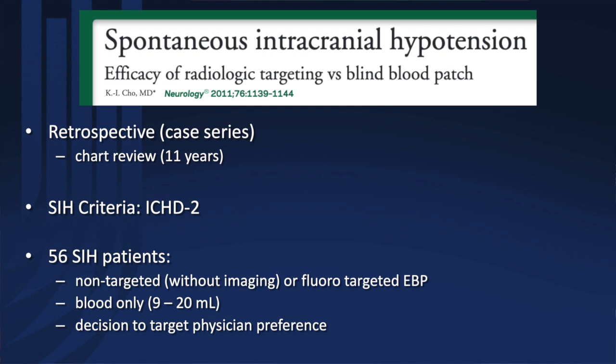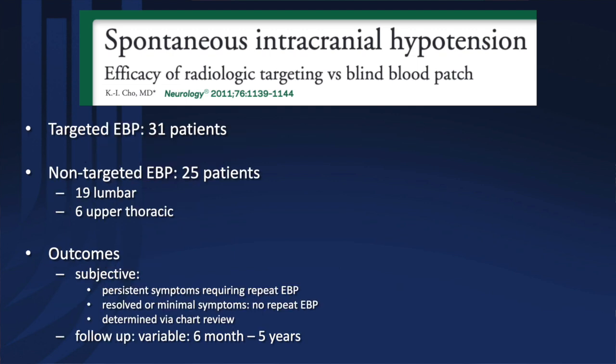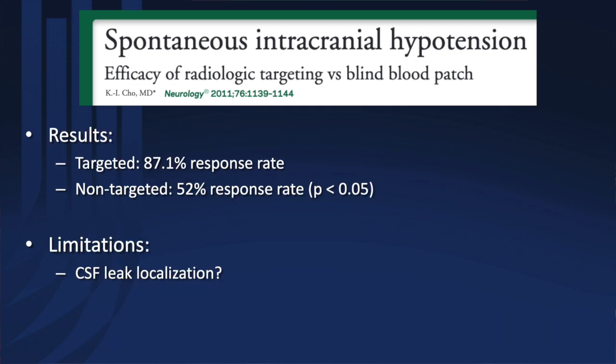Here they did use ICHD-2 criteria to diagnose SIH, and they found 56 patients who had non-targeted or fluoroguided epidural blood patching. They used blood, and the decision to target was based on the physician preference. They basically had a comparative study here where they had 31 patients that were targeted and 25 that were non-targeted. And their outcomes were, again, subjective, whether or not the patient got better is defined by chart review, with variable follow-up. There are different time points, too, which also matters, right? The results found, though, that 87% of patients that had targeted patches had a positive response to this, and 52% only with non-targeted. And that was a statistically significant difference that advocated for targeted patching.